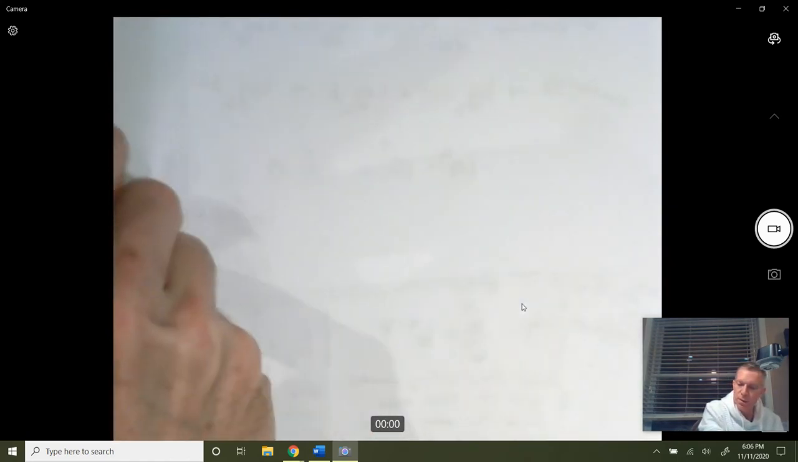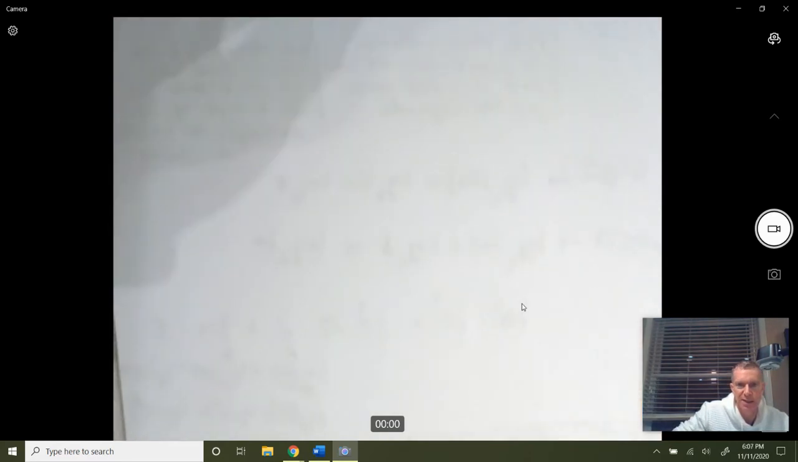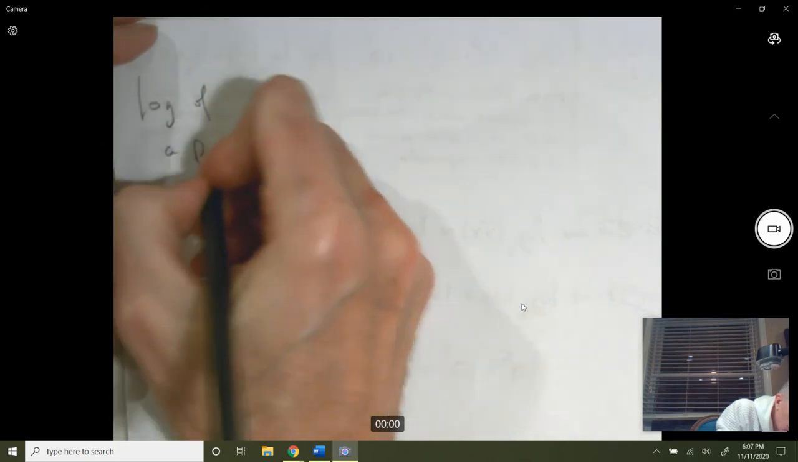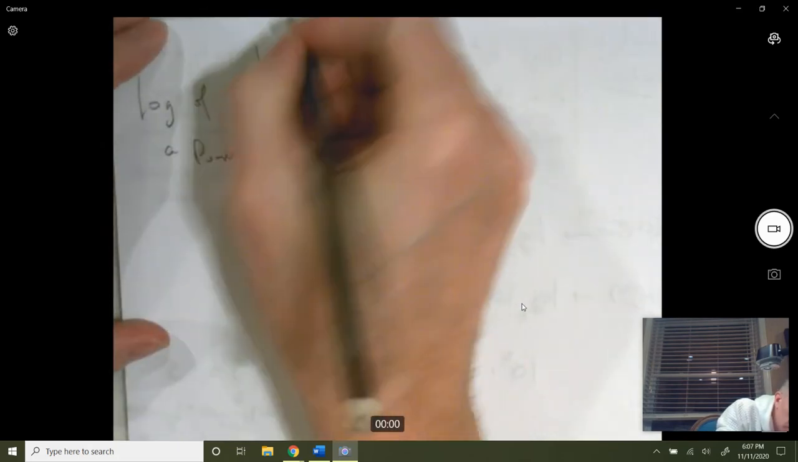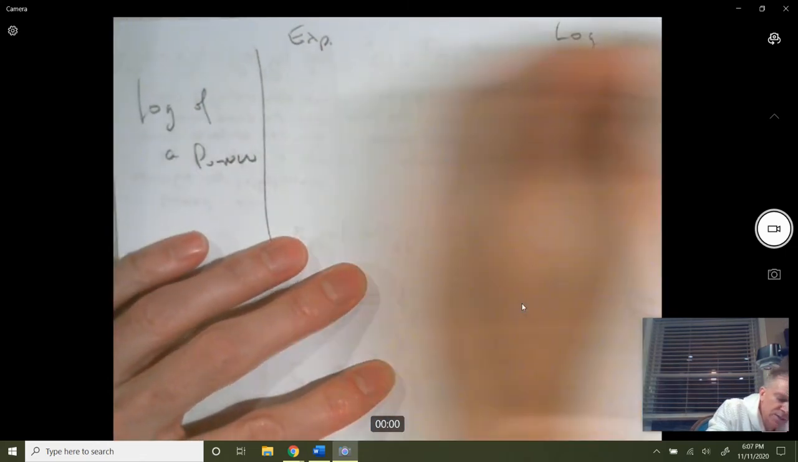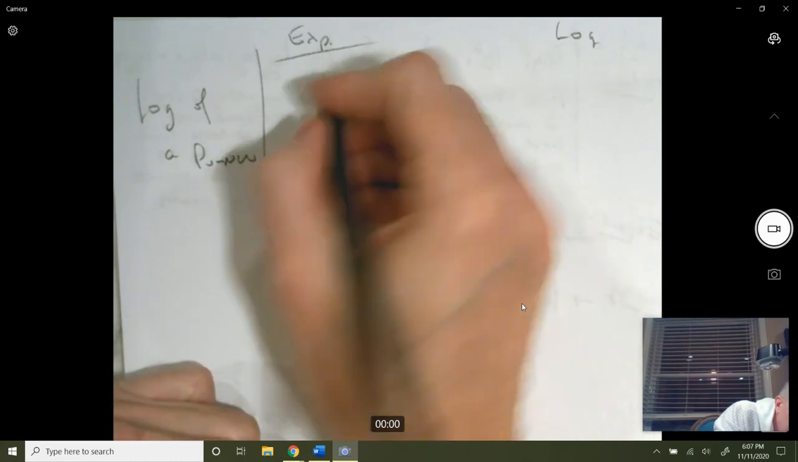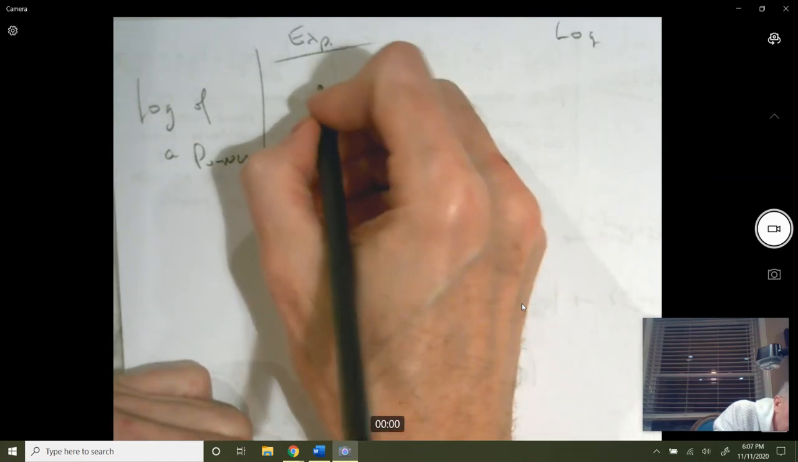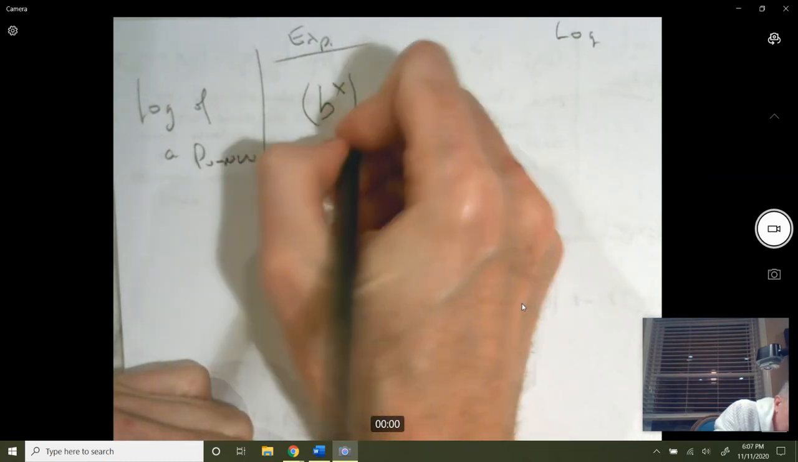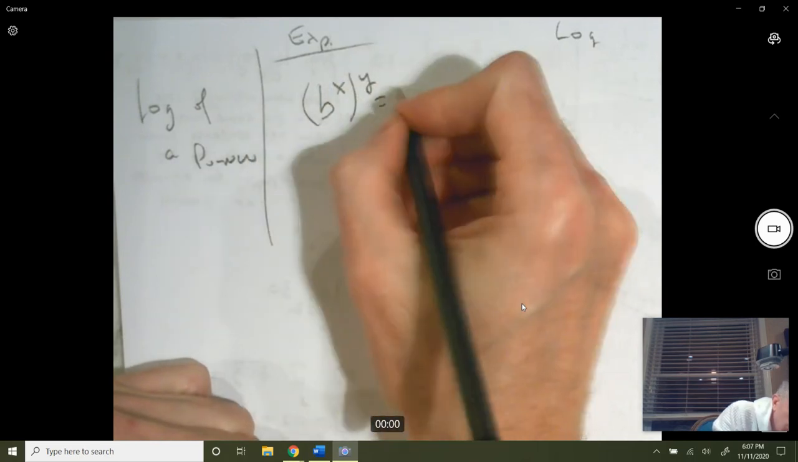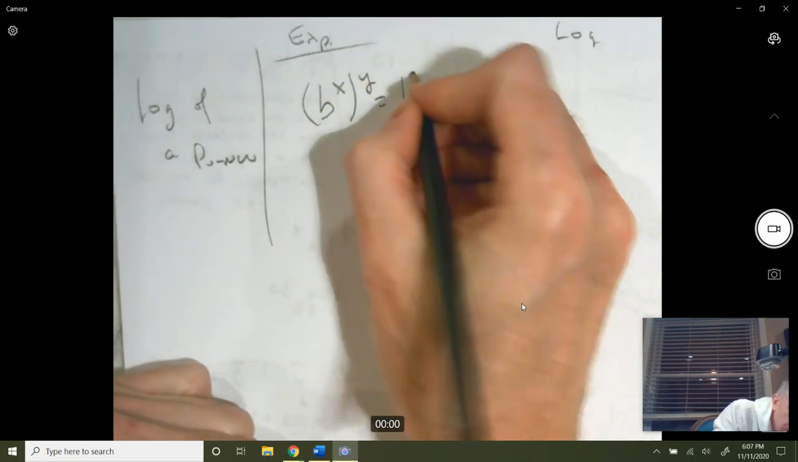Okay, so let's go to the last one, which was log of the power. And this one's actually kind of the easiest one to see. Log of a power. Okay, so when we talk about the exponential rule and then the log rule. The exponential rule, power of a power, is something like b to the x raised to the y. You multiply the exponents, b to the xy.